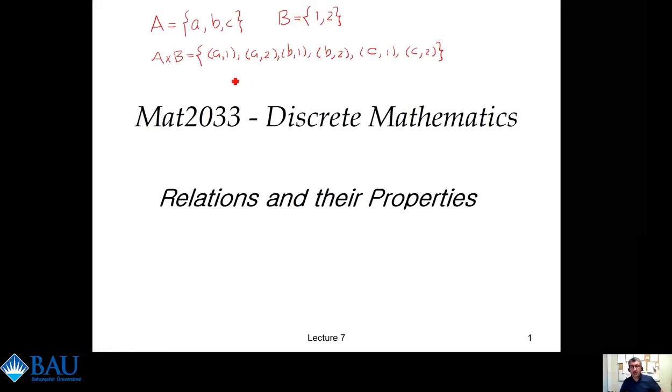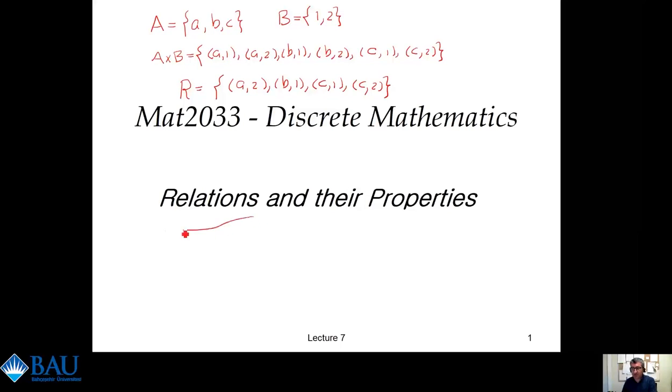Now think about the subsets of A cross B. How many subsets can we define? Since we have 6 elements in A cross B, you can define 2 to the power 6 different subsets of A cross B. Okay, I want to pick one subset. This is one subset, for example, A2, B1, C1, and C2. This set is a subset of A cross B. Since it's a subset of A cross B, we call it a relation and we show it by R.